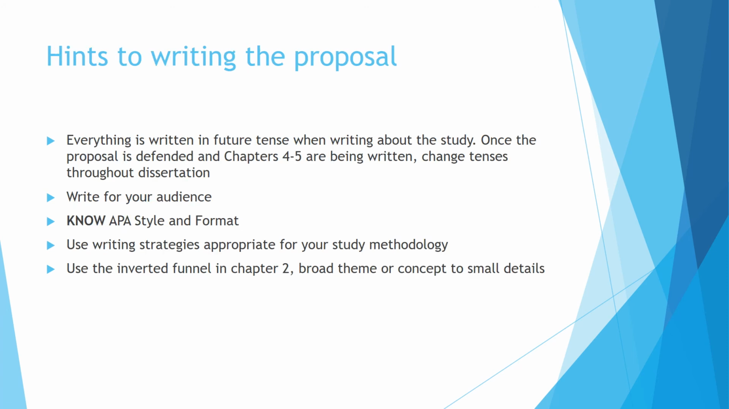There are just a couple of hints I can pass along to you about writing chapters 1 through 3. As you're getting ready for proposal, make sure that you write those chapters in draft form in the future tense when you're writing about the study. You're going to be doing this. You will look at doing this. Once you've defended proposal and you've written chapters 4 and 5, you're going to go back to 1, 2, and 3 and change the tenses.